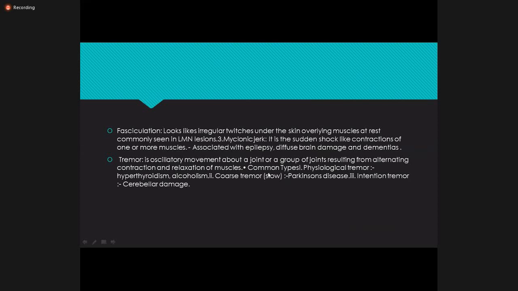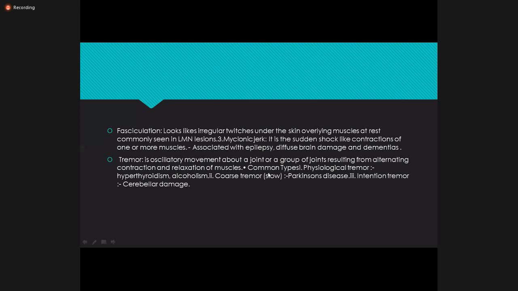Upper motor neurons are the ones which originate from the cerebral cortex, right? If you can recall your corticospinal tract, they originate from the cerebral cortex. All the sensory pathways end in the cerebral cortex. But sensory pathways do not give motor weakness or wasting or fasciculation, so we are mainly concerned with the corticospinal tract. So corticospinal tract, they originate from the cortex, they come into the corona radiata.